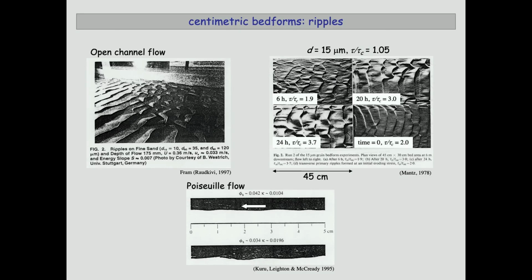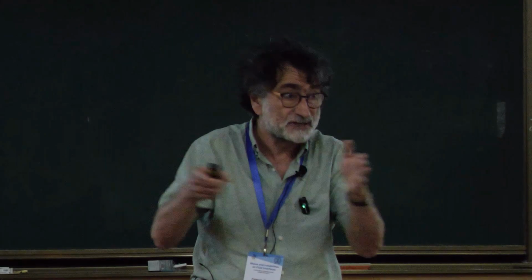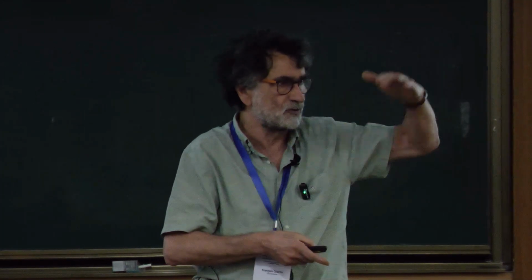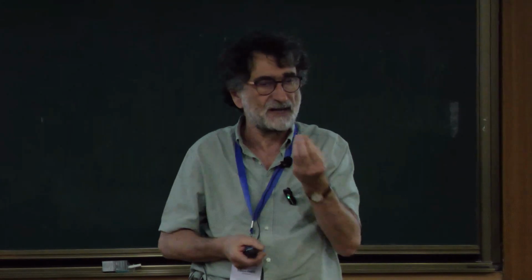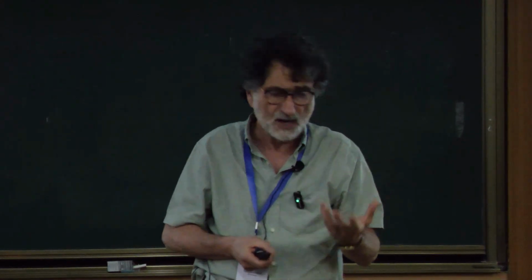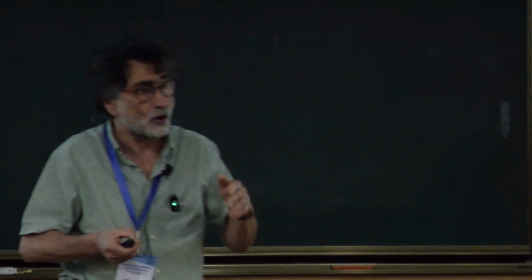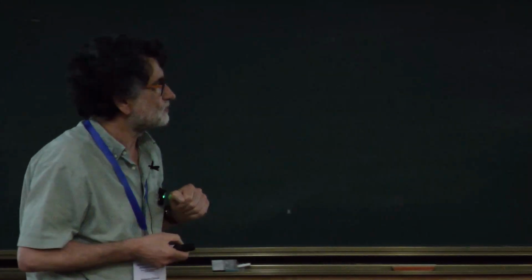These ripples are those that you see on beaches, except that on beaches the ripples we see are formed by the oscillating motion of the water induced by the waves, the surface waves. But the mechanism of the instability is the same under oscillating flows or under steady flows.